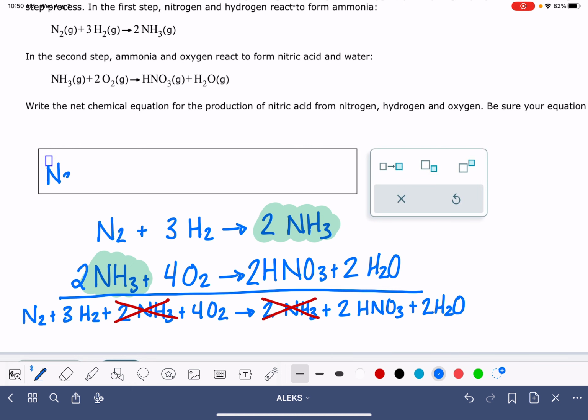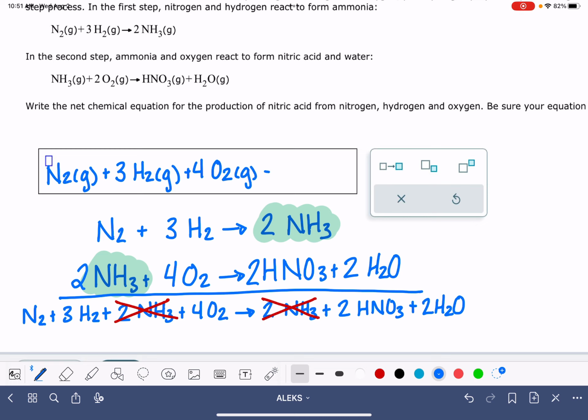Don't forget to put those states back in. I took the states out just to save space and make it a little bit easier to write, but in your answer, those states need to come back. I'm just copying the states from the original equation.